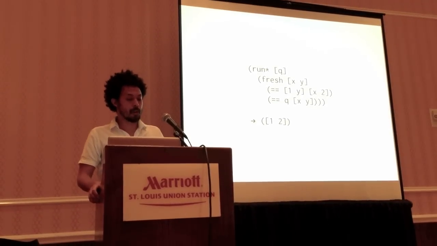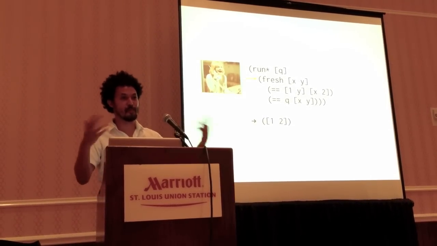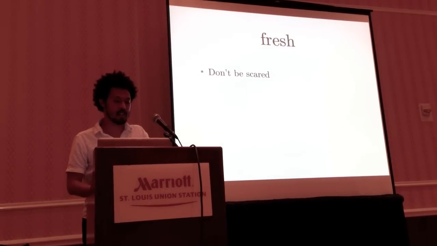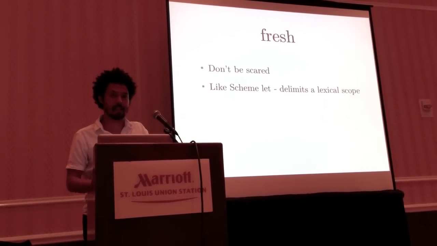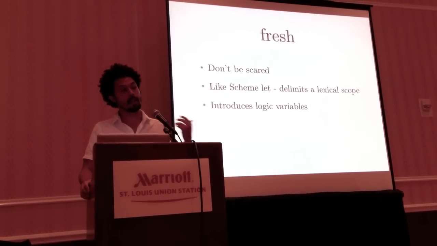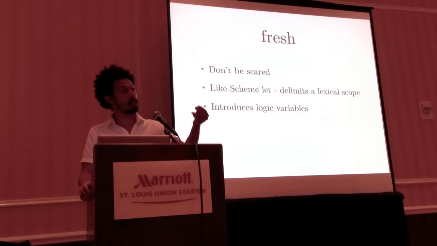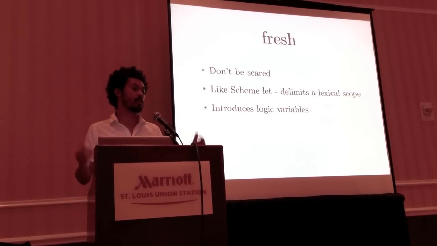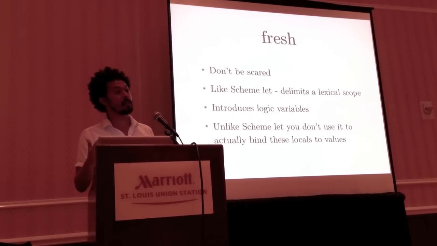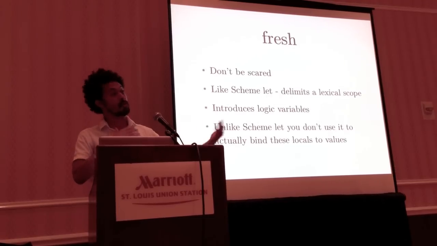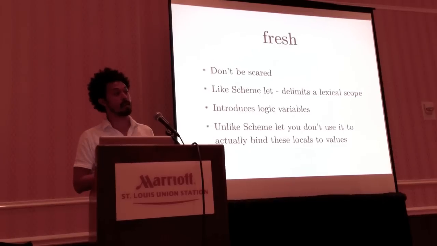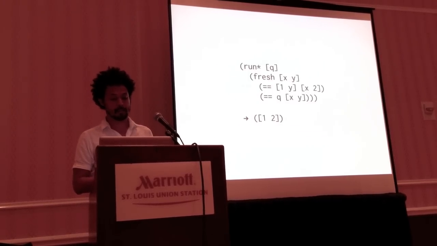So here's a more complex expression. Yet again, it seems like I'm introducing something new. It's fresh. Don't be scared. It's exactly like Scheme's let. It delimits a lexical scope. It introduces logic variables. Until we saw it, really the only way to do that was run. Run provides that one logic variable we can use, but fresh allows us to introduce as many as we want. And unlike Scheme, you don't actually bind those locals to values. Fresh creates a lexical scope and you create logic variables, but you really have to use unification to associate logic variables with values.